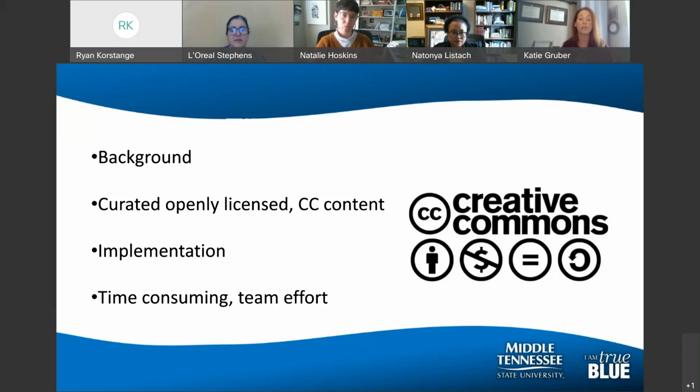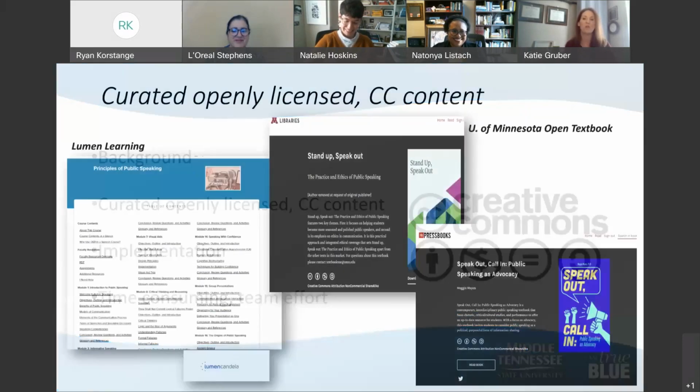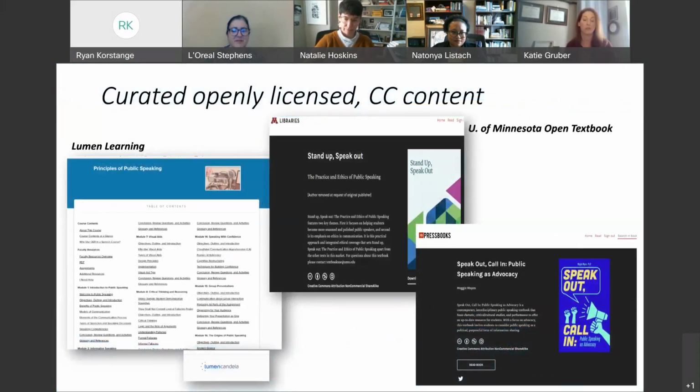And so I got really excited about exploring the use of OER and got Natanya, L'Oreal, and Natalie to join me. And so when we were awarded this grant, we started to collect and curate openly licensed content. And so I wanted to talk a little bit about how we implemented it and also how it was a time-consuming team effort. So a little bit about the sources that we used.